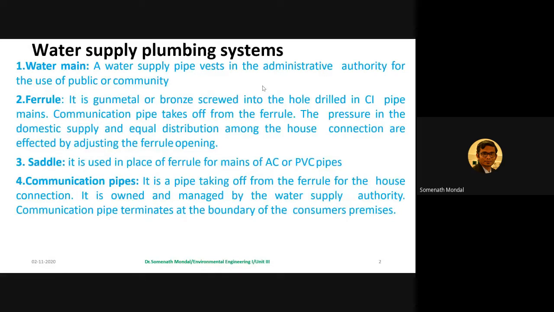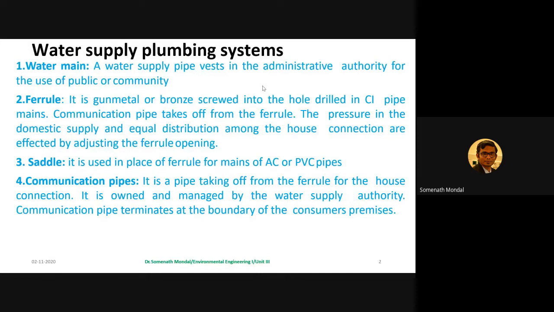Next comes the saddle. The saddle is used in place of the ferrule for mains of AC or PVC pipe. Fine. So for asbestos cement or PVC pipes, we use a saddle in place of the ferrule. Though their function is quite the same, because of their structural difference or difference in the material, we call them ferrule and saddle. Fine.